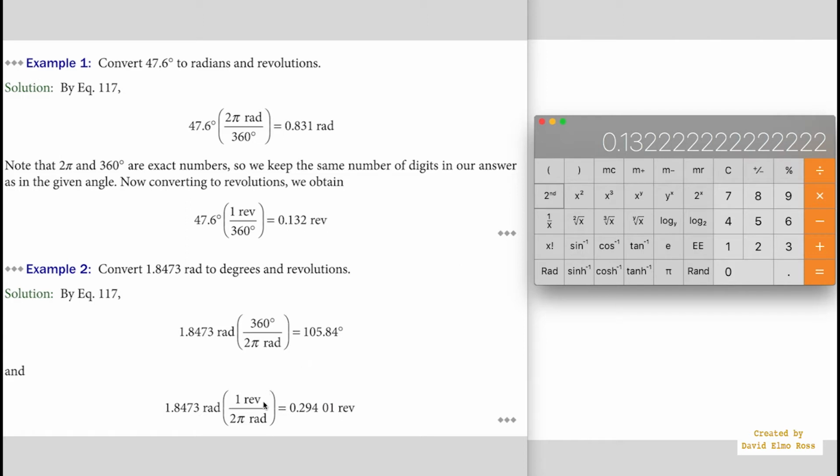Same thing with radians here. We multiply 1 revolution per 2 pi radians times the number of radians. So that would be 1.8473 divided by 2, divided by pi. We would have 0.294 revolutions here.